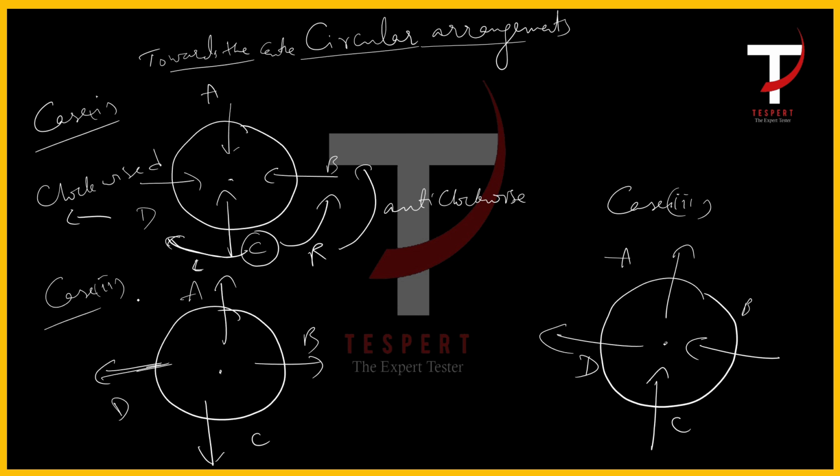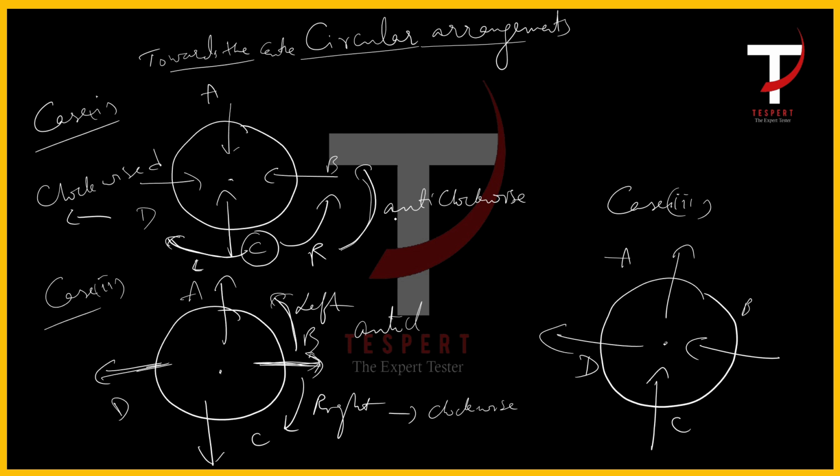Whereas in case 2, where all the people are away from the center, here B is there. Who is immediate left to B? A is immediate left to B. And who is immediate right to B? C is immediate right to B. In case 2, left is in the anti-clockwise direction and right is in clockwise direction. This is the alternate. Here in case 1, right side is the anti-clockwise direction. Here left side is the anti-clockwise direction.